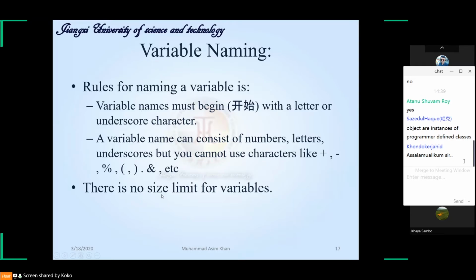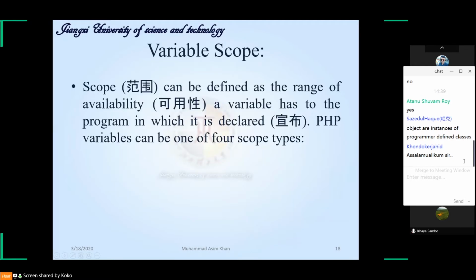There is no size limit for a variable, like I told you before. The scope of the variable, meaning where we can use it, can be defined as the range of the variable. A variable scope is the part of the program in which it is declared. A PHP variable can be one of 4 scope types.